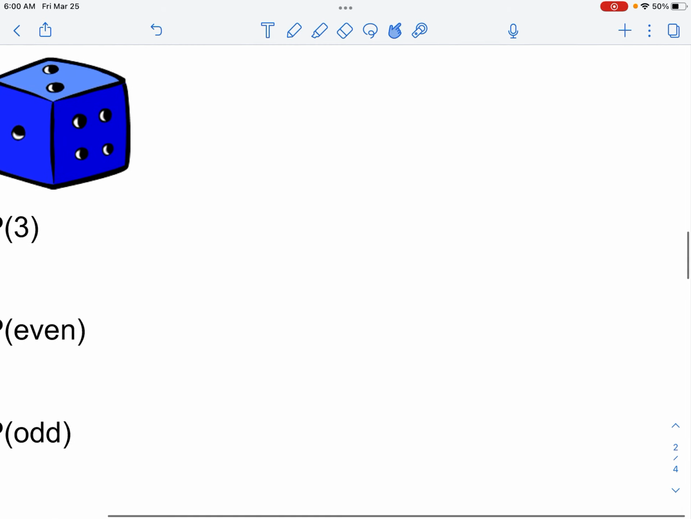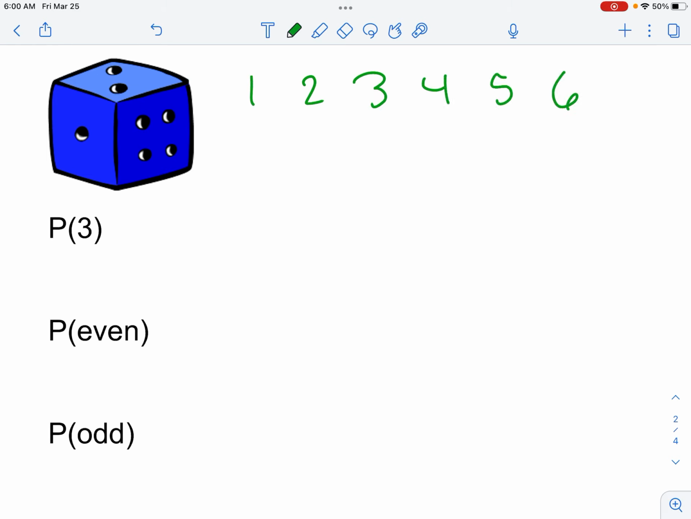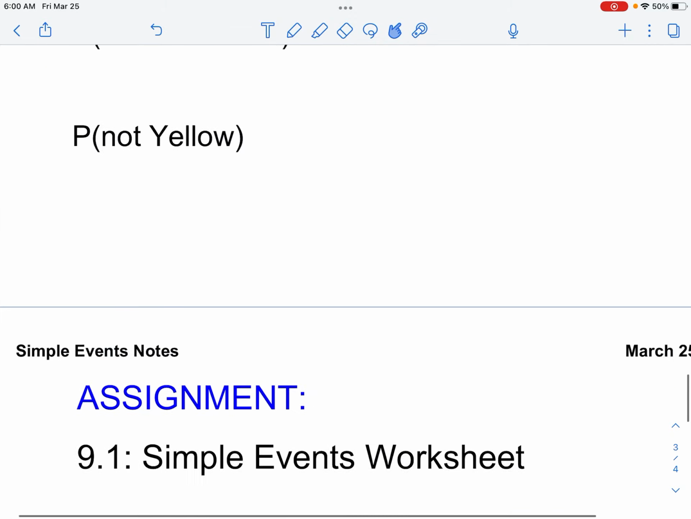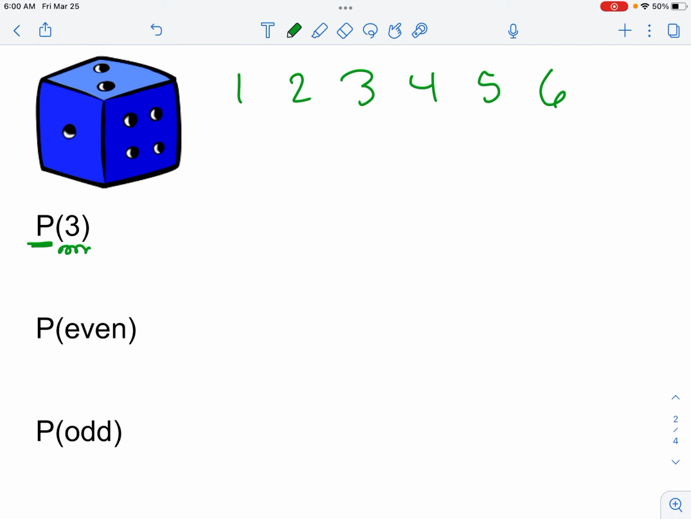Okay, let's look at these. So this is another die. So I'm going to write out my possible outcomes just so I can visualize them. When it says P and then something like this, it's saying probability of that happening. Sorry about that. So it's saying what's the probability of a 3? What's the probability of an even number? What's the probability of an odd number?